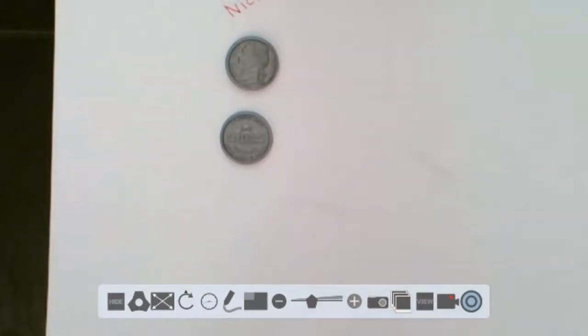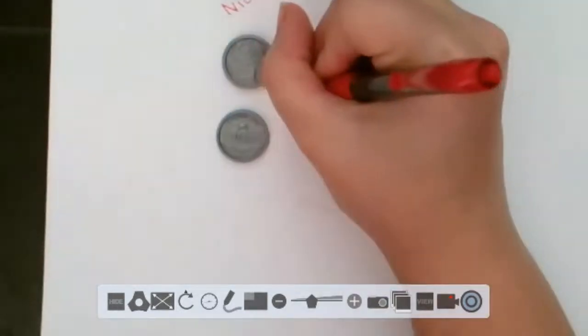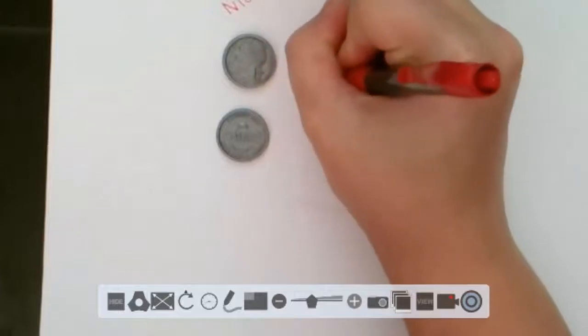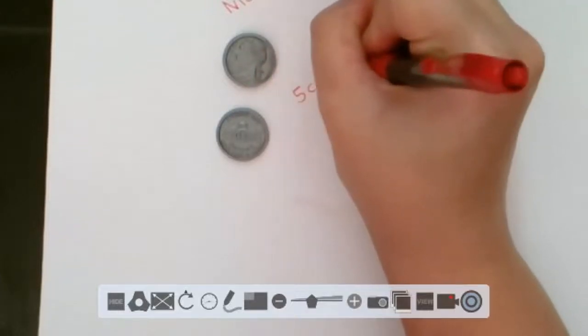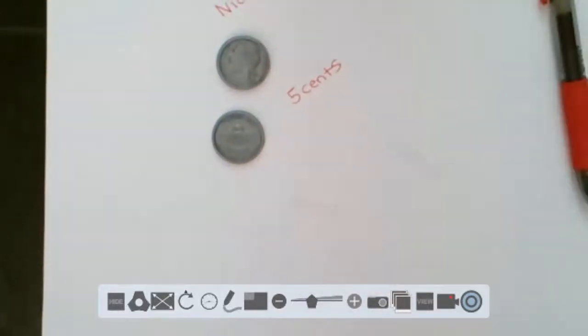And just like our penny was worth 1 cent, our nickel also has a value that we link to it. So instead of being 1, we're going up higher, and our nickels are worth 5 cents. So these are worth more than a penny. You might get a little bit more with your nickel.